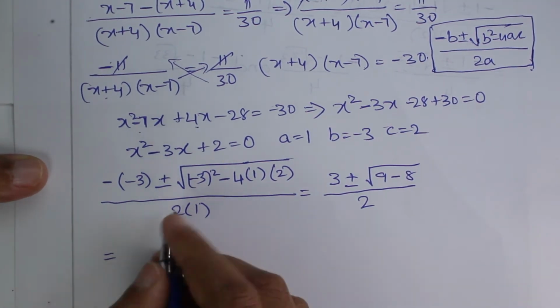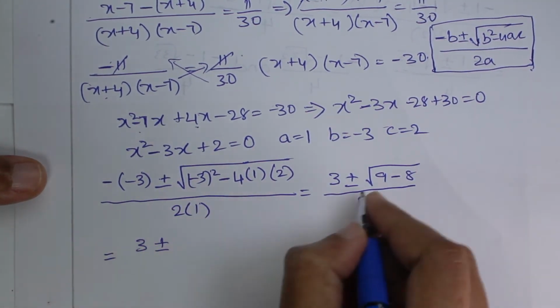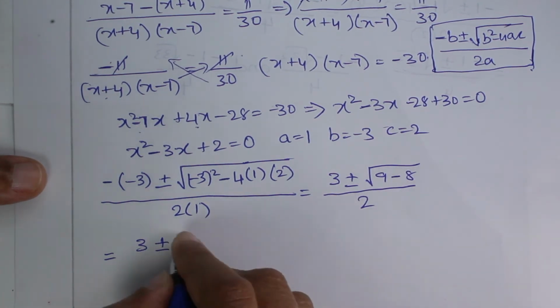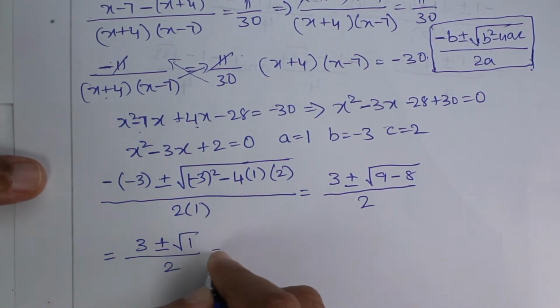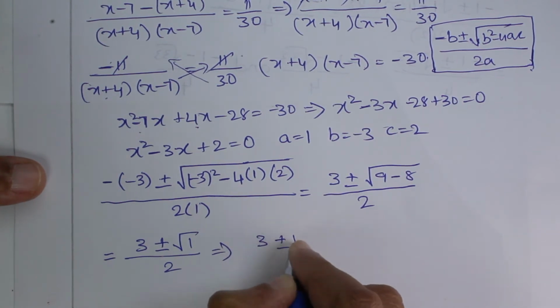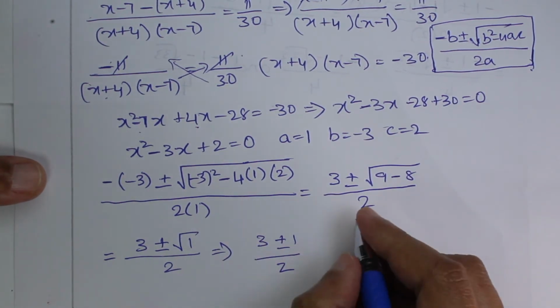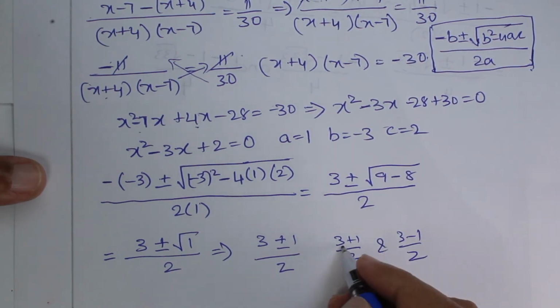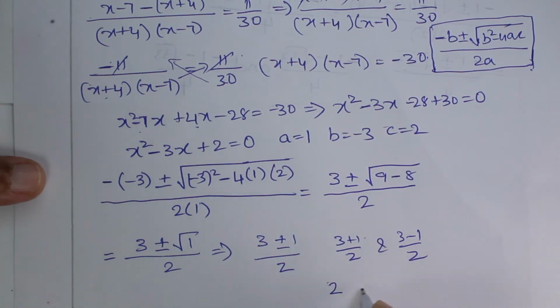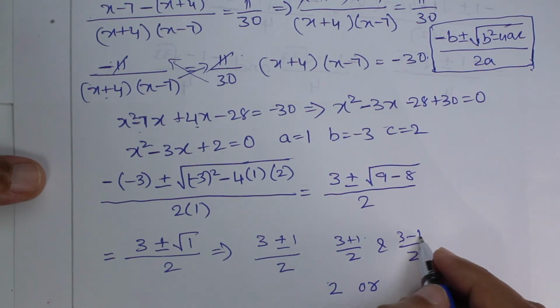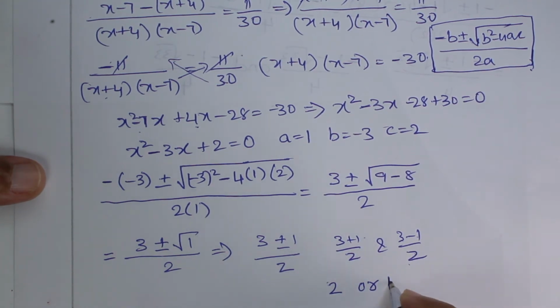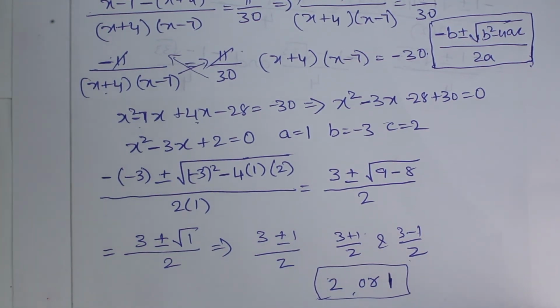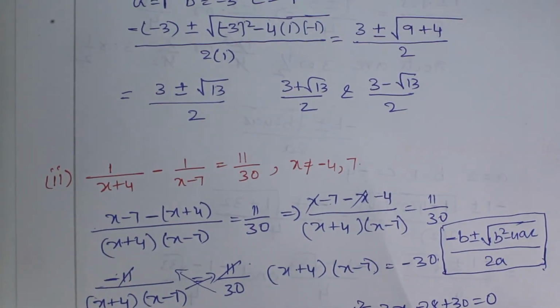That is equal to 3 plus or minus the square root of 9 minus 8, divided by 2. That implies 3 plus or minus 1 by 2. So the roots are (3 plus 1)/2 and (3 minus 1)/2. That is 3 plus 1 is 4, 4 by 2 is 2, or 3 minus 1 is 2, 2 by 2 is 1. So the two roots of this equation are 2 and 1. Hope this is clear for you.